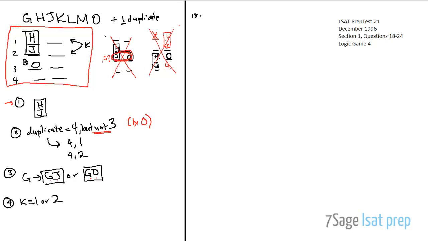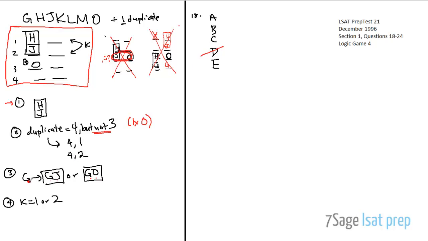Okay, so question 18 says what? It says, which of the following could be a schedule of advertisements? So I'm not going to write these out, but if you refer to your paper, let's just go through the rules one by one, right? I think the easiest one to start with is this 4th rule down here, that K either has to be in 1 or 2. That's true of A, it's true of B, it's true of C, it's not true of D. D's first 2 weeks are HL and JM, so that's not right. And it is true of E.